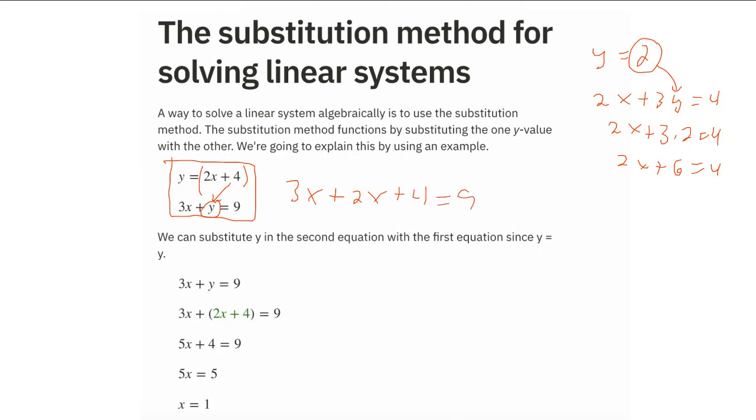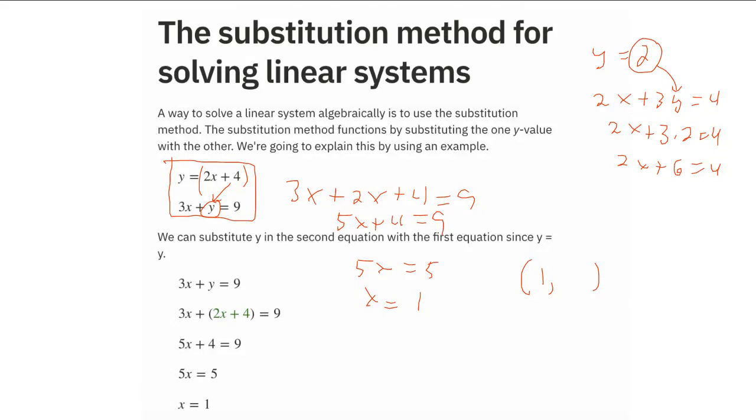Okay? And then I would solve this. 3x plus 2x is 5x plus 4 is equal to 9. Subtract that off. 5x equals 5. x equals 1. That's one of my points. x equals 1. How do I find my other point?